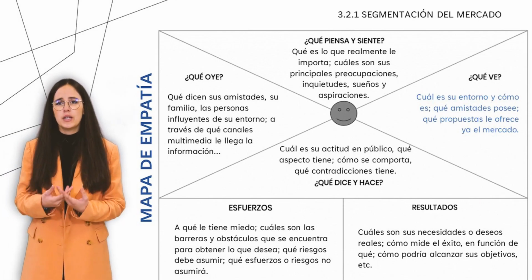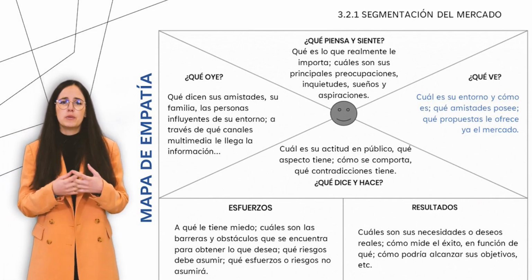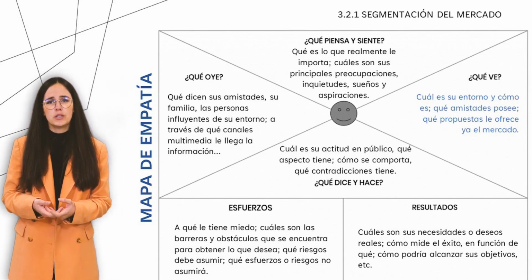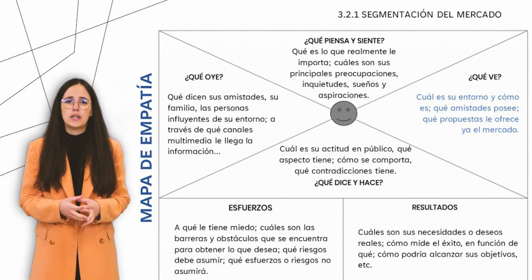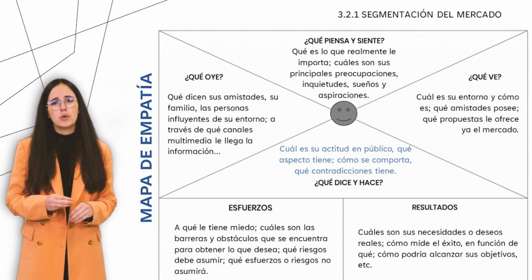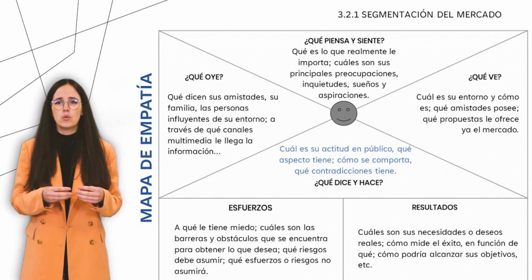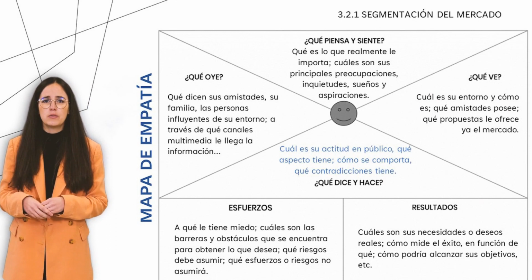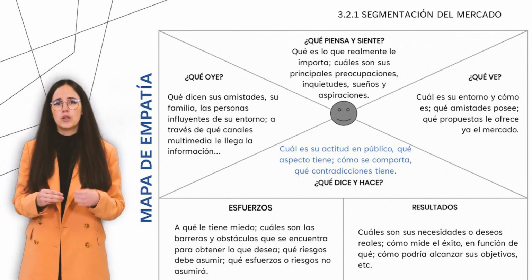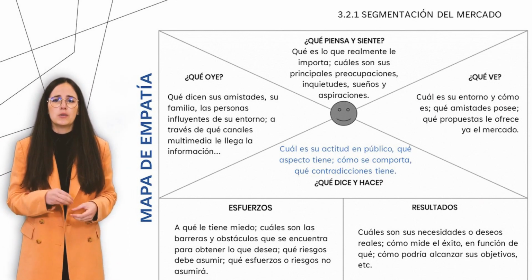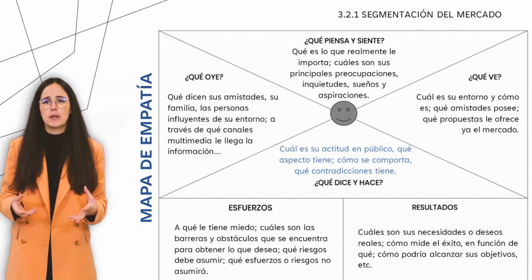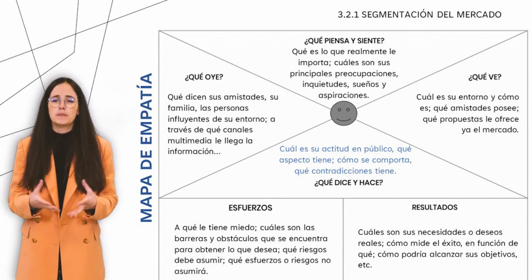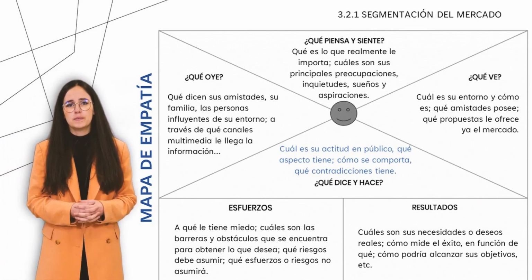This refers to how your clientele perceives the world and the way they observe it, what their environment is like, who their friends are, what the market is already offering them, in short, what they observe in the market, what they say and do. This point is aimed at understanding their routine, what kind of behavior they have in their day-to-day life, whether on a personal or professional level, what their attitude is in public, what topics of conversation they enjoy, how they act at work, with friends, and with family. What are their hobbies? What do they look like? How do they behave? What contradictions do they have?